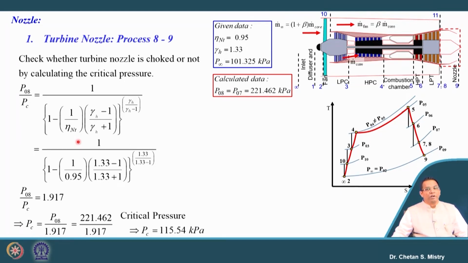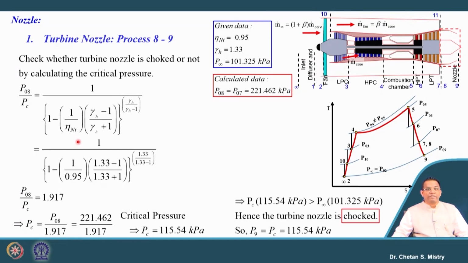115.54. Now, this we will be comparing with our atmospheric pressure, and it is coming greater than the atmospheric pressure. So, this is the indication that our turbine nozzle is a choked nozzle. So, our exit pressure will be the critical pressure, and that number is 115.54 kilopascal.